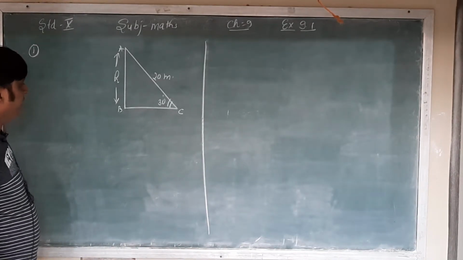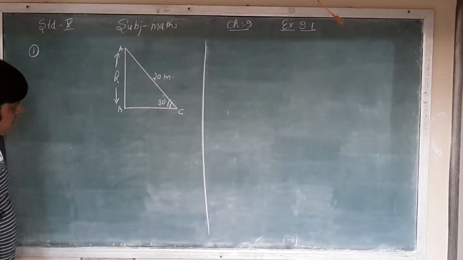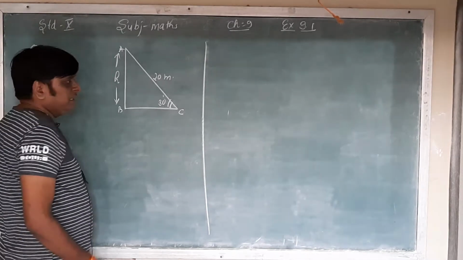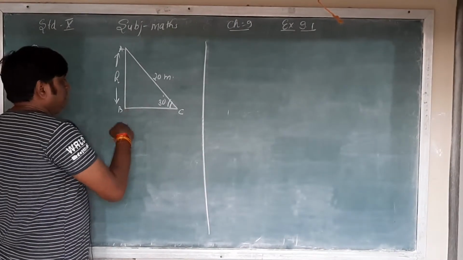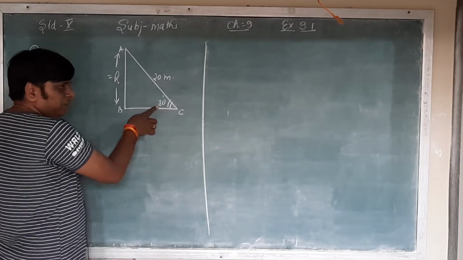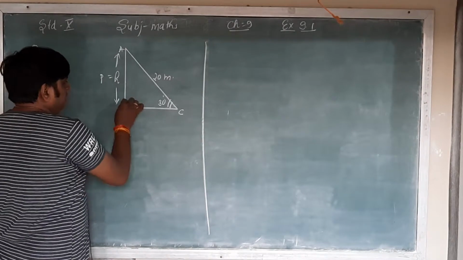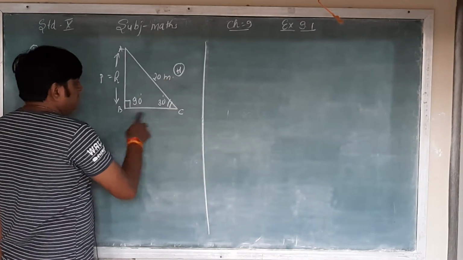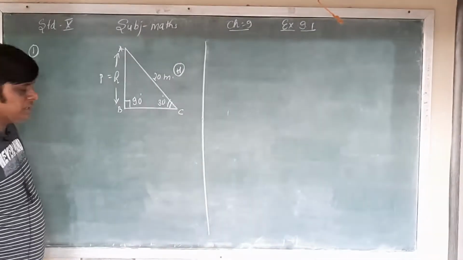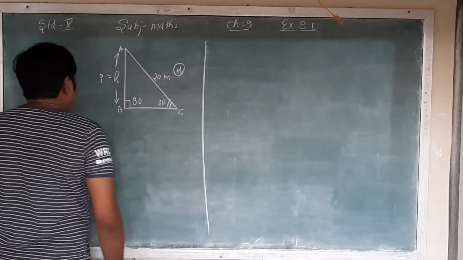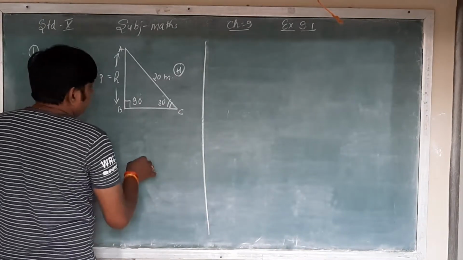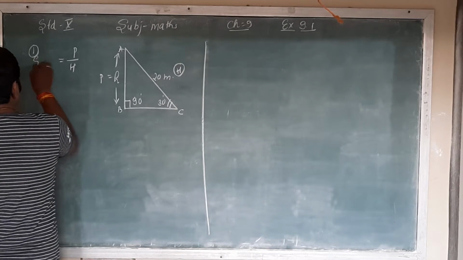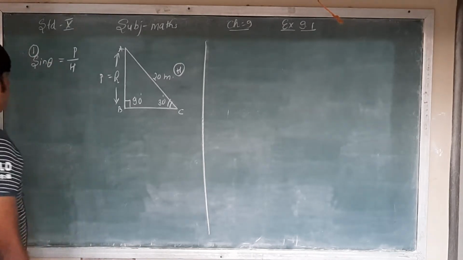Look at the diagram. Given an angle and one side, we find the other side. Against the 30 degree angle is the perpendicular. The pole makes 90 degrees with the ground, and the side opposite the 90 degree angle is the hypotenuse. The remaining side is the base, and the base has no relation in this question, so we only have a relation between P and H. The formula for perpendicular upon hypotenuse is P upon H, which is sin theta.